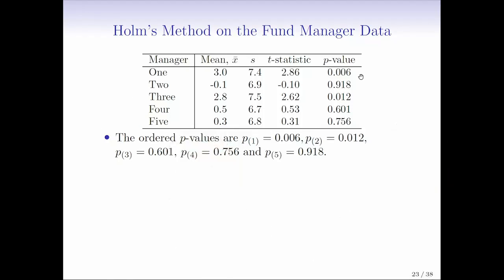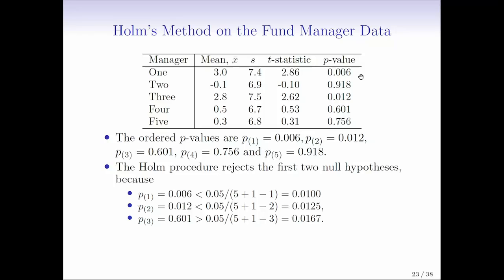So again, let's look at this on the fund manager data. I've ordered the p-values now from smallest to largest. And it turns out that when we apply Holm's procedure, the first two null hypotheses get rejected. That's because the smallest p-value is less than 0.01, that's the alpha over m. But the second p-value is also less than alpha over m minus 1, and that turns out to be 0.0125. So now Fund Manager 3 just sneaks in under the threshold. Right under the wire, and is also rejected, which is a good outcome for the manager.